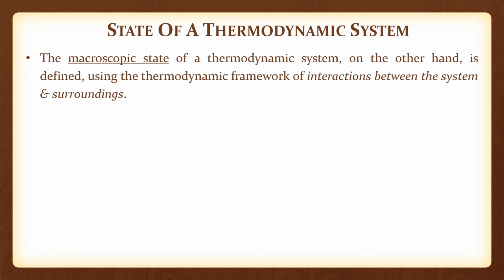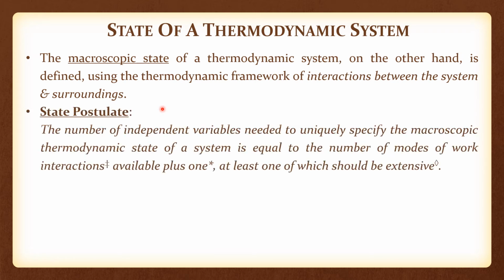The macroscopic state of a thermodynamic system. Now let us start addressing how to go from molecular to macroscopic, and first we define the macroscopic, then we will see in subsequent lectures how to go from a molecular to macroscopic picture. The macroscopic state of a thermodynamic system, on the other hand, is defined using the thermodynamic framework of interactions between system and surroundings. This is why we put this in place, and therefore in the macroscopic state of a thermodynamic system, my internal energy is going to be defined by the nature of the boundaries that are involved.